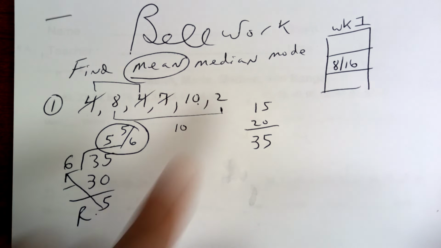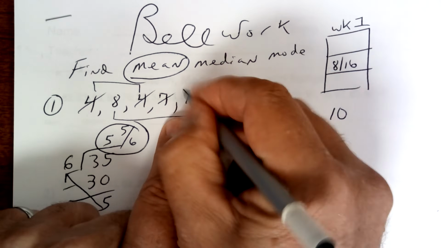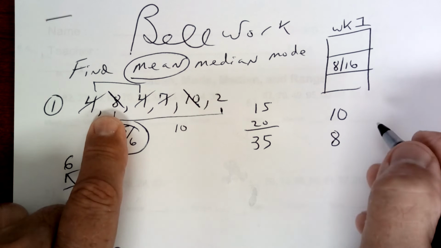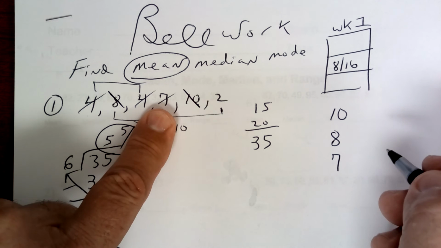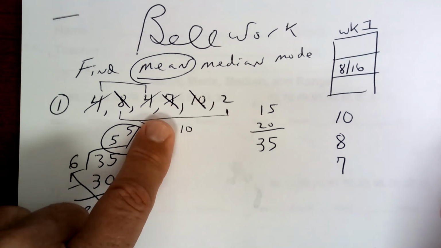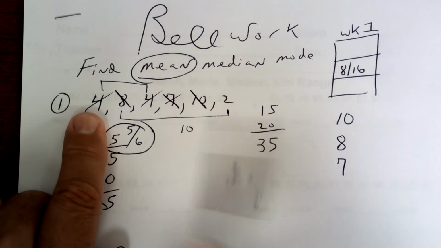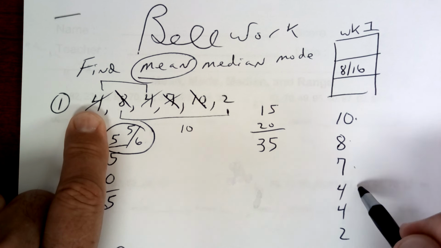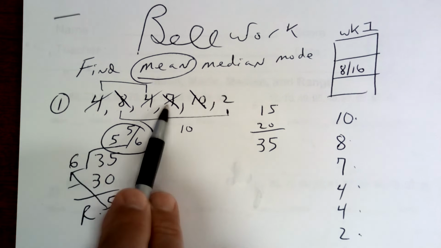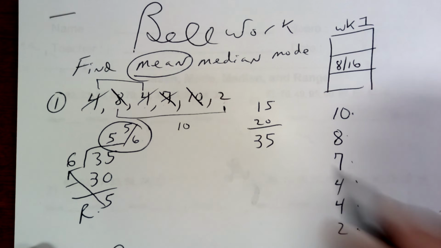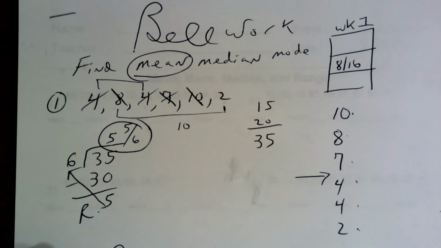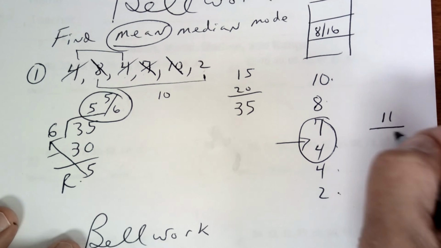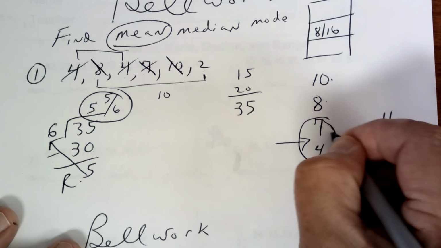So 10 is the biggest. Scratch that one off. The next one is 8. Scratch that one off. And then 7. Scratch that one off. And then you have a couple of 4s, and then a 2. Make sure you count that you didn't miss anything. Okay? The one in the middle, well, there isn't one in the middle, so you're going to go ahead and add these up. So that's 11 divided by 2. So that's going to be 5.5 is the median.